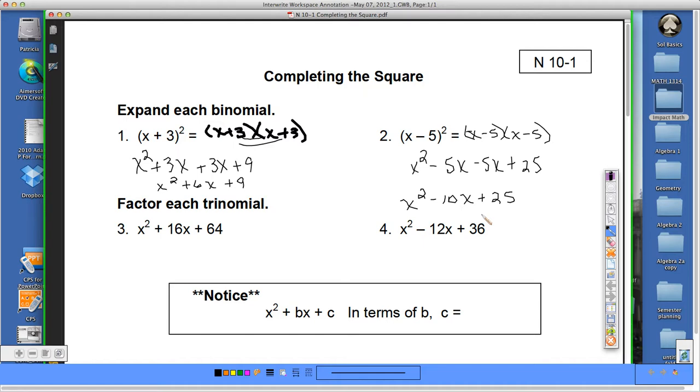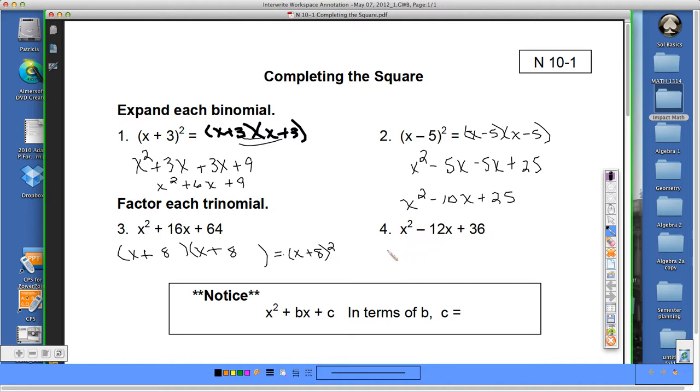All right, now let's factor. Let's go the other way. That's multiplying. If we're going to factor, remember the first element in each parentheses is going to be x. Everything's positive here, so it's going to be plus and plus. We need something that will multiply to be 64 and add to be 16. Well, that will be 8 and 8. 8 times 8 is 64. 8 plus 8 is 16. So that's the same as x plus 8 squared.